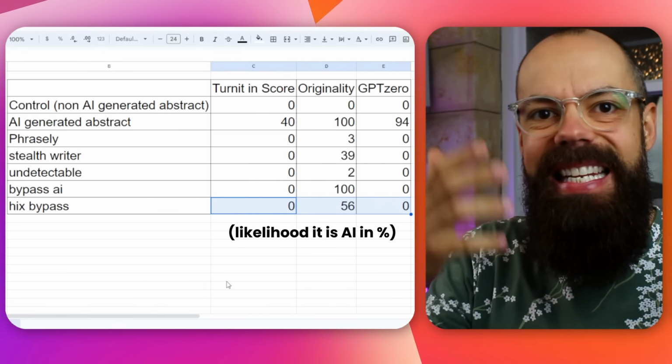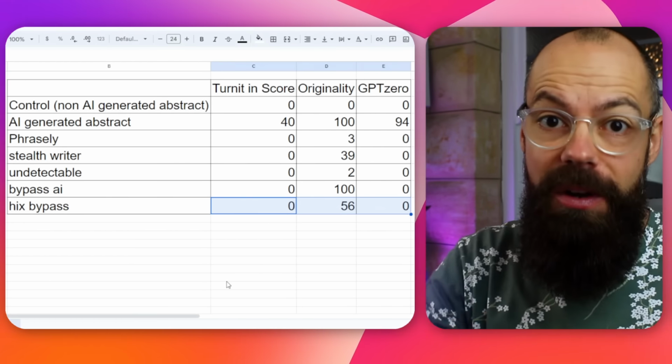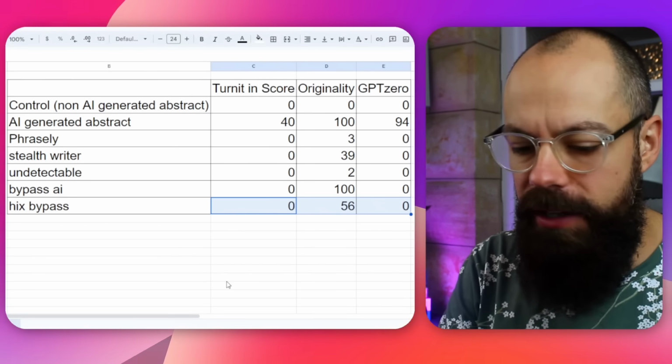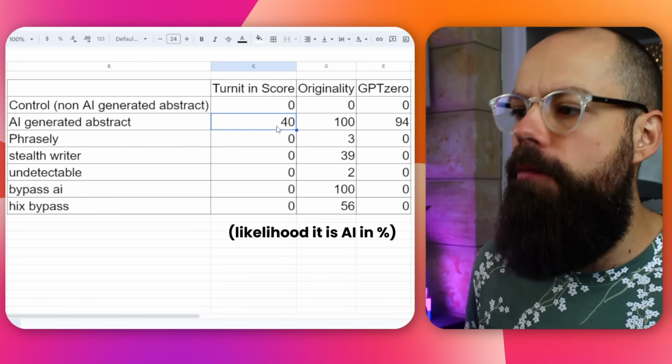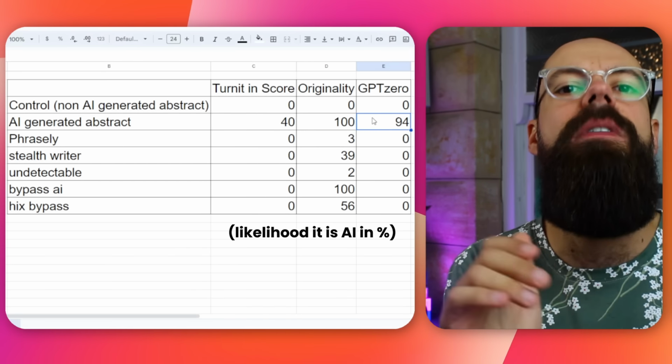Originality, once again, the best at detecting AI generated, even when it's been through these tools, at 56%, and then GPT-0, a big fat 0. So it was only originality that thought that it had a really good chance of being AI generated. So those are the results, which means that Turnitin and GPT-0 are rubbish. Turnitin is actually the least capable of detecting AI, even when I give it purely generated AI content. It said only 40% of it was actually generated by AI, whereas originality saw it right away, and GPT-0 thought it was a 94% chance of it being AI.